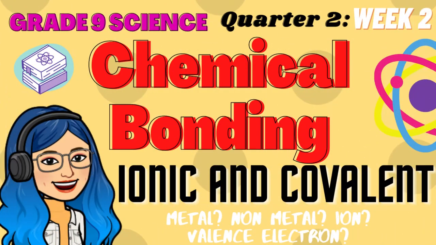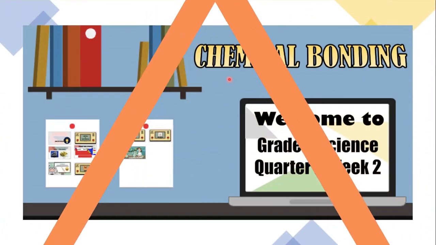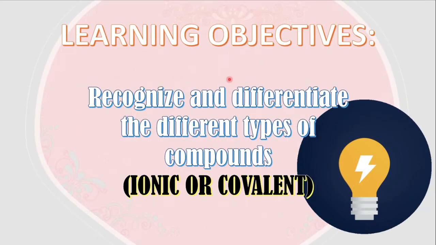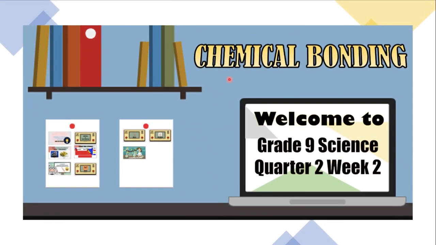Week 2 is about chemical bonding. A very interesting topic, right class? At the end of this video lesson, you are going to recognize and differentiate the different types of compounds such as ionic and covalent and their properties. So, without further ado, let's get started with our new lesson.